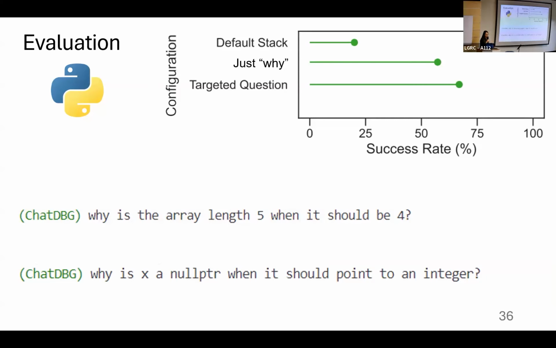If Linguini really wants to debug his program, he's probably going to ask it something a little bit more specific, something that actually relates to the program's observed behavior, such as, why is this array a length 5? Why is x a null pointer? Something like that. And when you ask targeted questions like that, ChatDBG's success rate jumps up to 67%. And this is how ChatDBG reintroduces the human back into the debugging process.